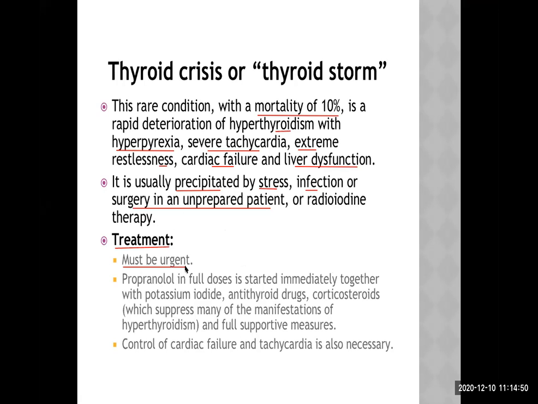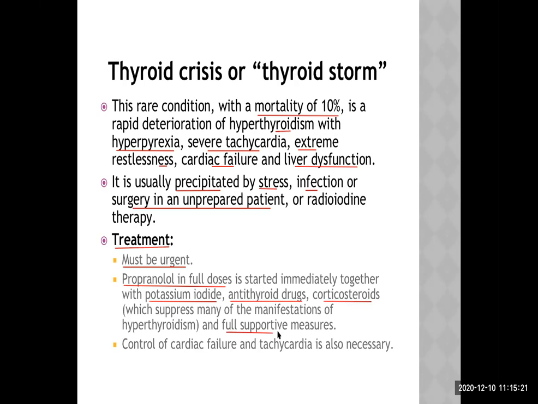It must be urgent. Propranolol is given in full dosage here, because a lot of these features are because of sympathetic stimulation. And along with that, we give potassium iodide just to block the release of that excessive thyroid hormone, which is already synthesized. We also give antithyroid drug to block the synthesis of new hormone. We can give corticosteroid also, but that is a bit controversial.